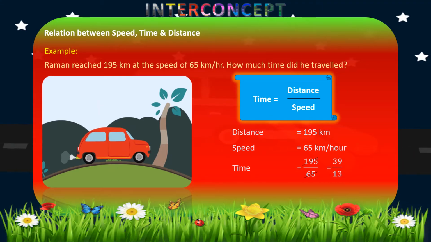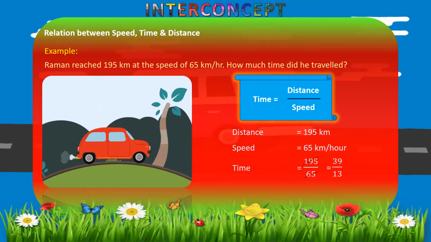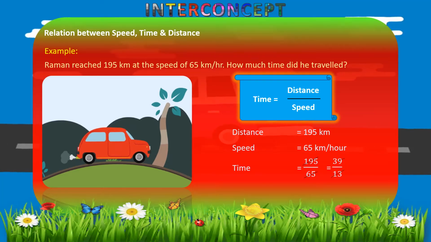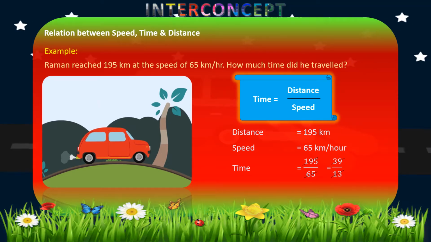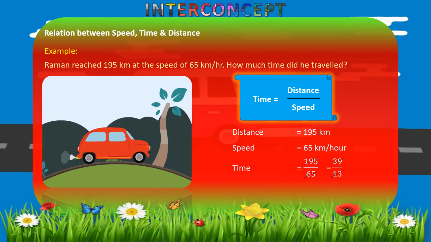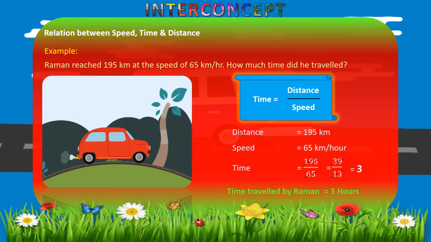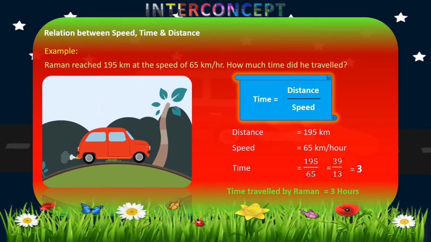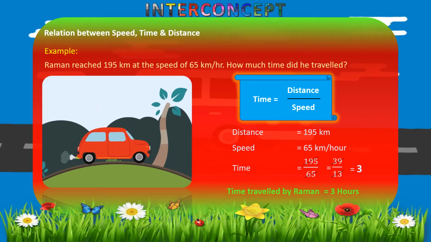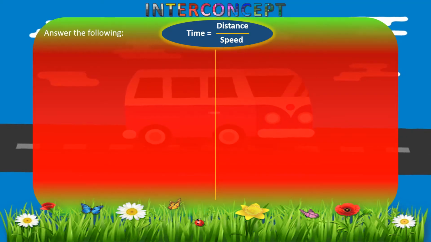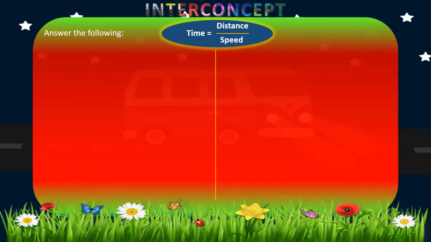Here we use the fifth table. 13 5s are 65 and 39 5s are 195. Again we use the 13th table. 3 13s are 39. So the answer is 3. Time travelled by Raman is equal to 3 hours. Few more examples to find the time.